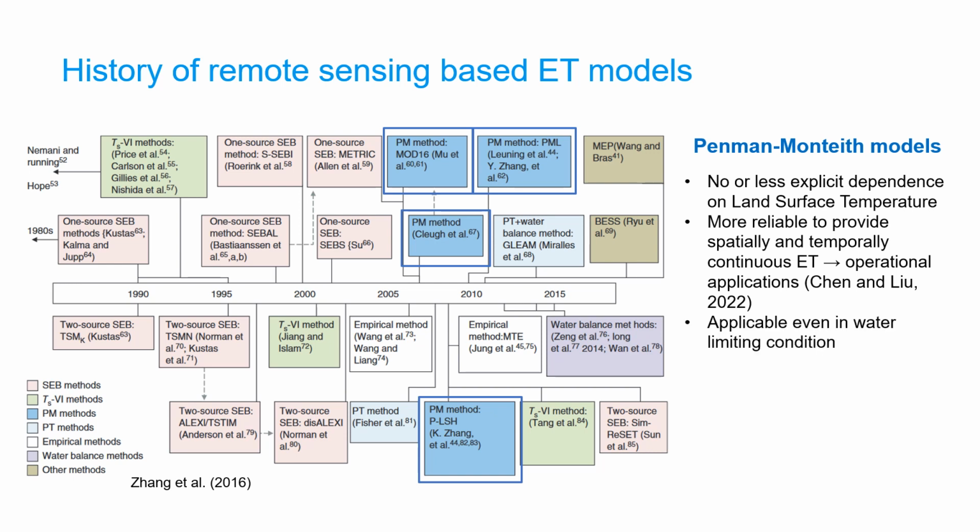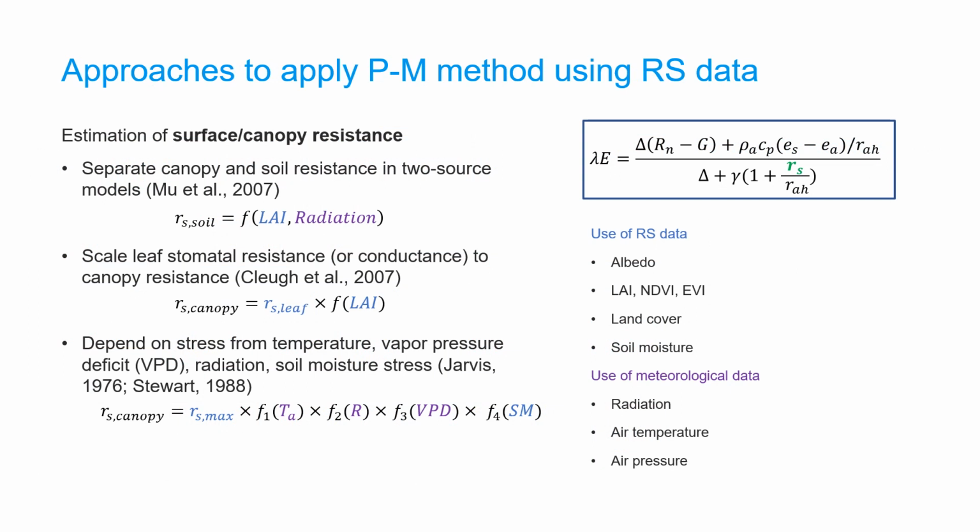The success of applying Penman-Monteith using remote sensing data depends greatly on accurate estimation of surface resistance in the equation. Many approaches have been developed to estimate surface resistance from remote sensing data. Since the surface resistance is different for canopy and soil surface, most Penman-Monteith models use some methods to separate canopy and soil resistance using vegetation fractions. These models are also called two-source models.